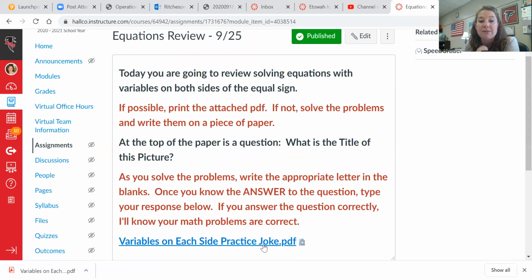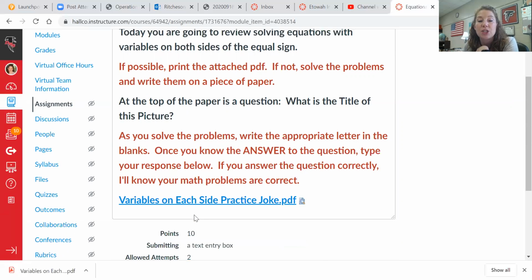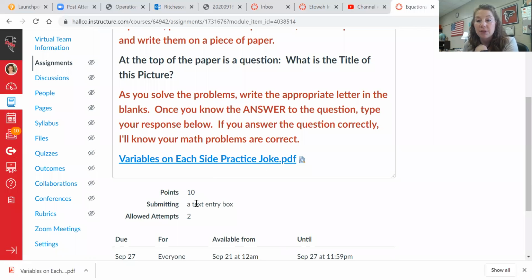So here's the PDF. If not, solve the problems and write them on a piece of paper if you don't have a printer. At the top of the paper is a question: what is the title of this picture? As you solve the problems, you're going to write the appropriate letter in the blanks. Once you know the answer to the question, that's what you are sending me. I'm giving you a text entry box. Once you have the right answer to the question, you're just sending me that sentence.